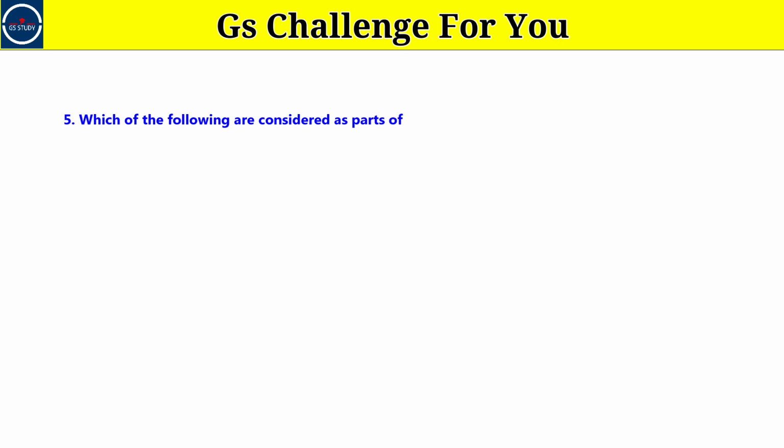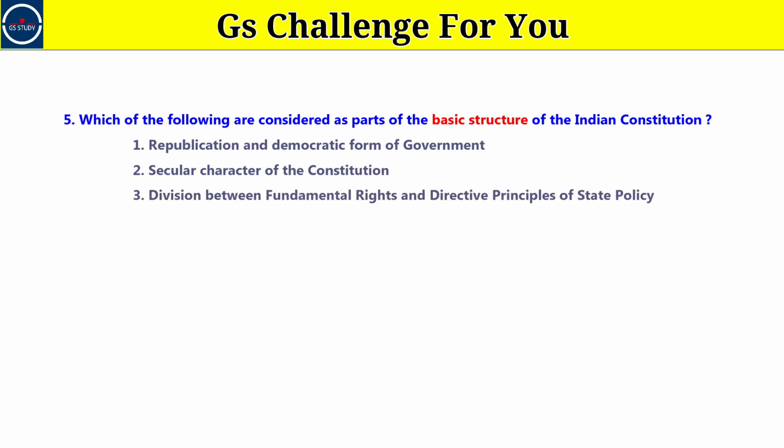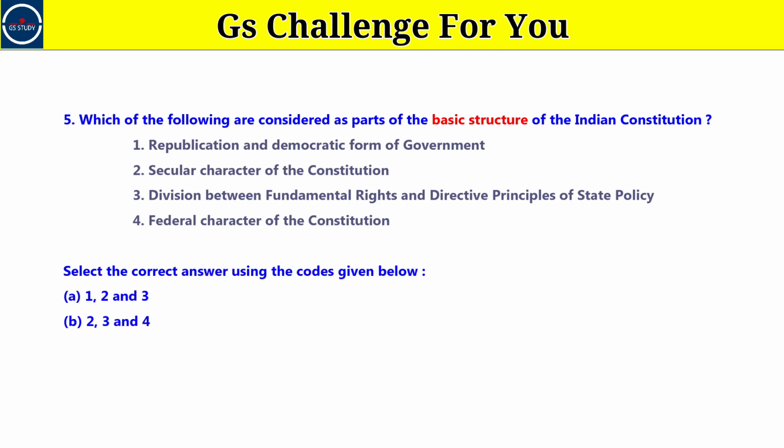5. Which of the following are considered as parts of the basic structure of the Indian Constitution? 1. Republican and democratic form of government. 2. Secular character of the Constitution. 3. Division between fundamental rights and directive principles of state policy. 4. Federal character of the Constitution. Select the correct answer using the codes given below.